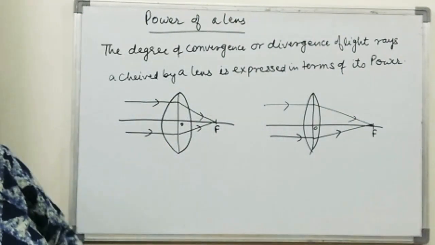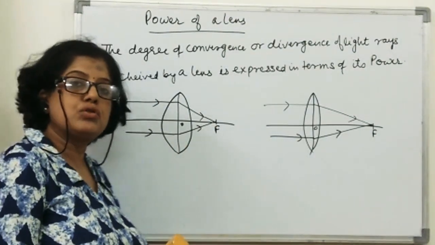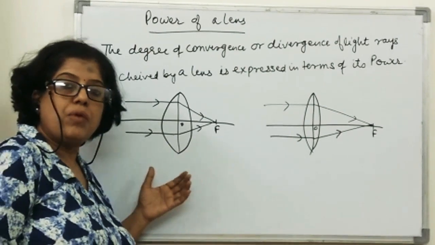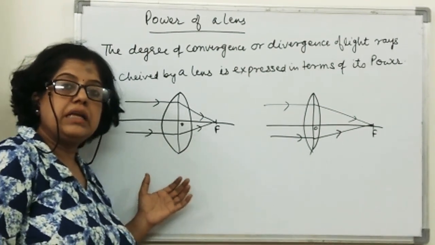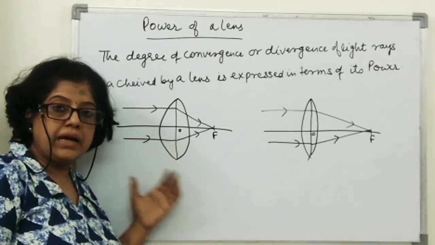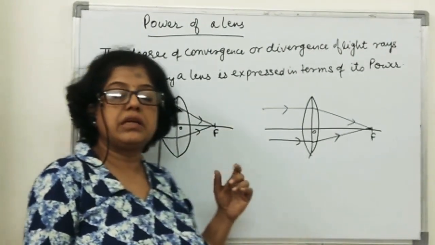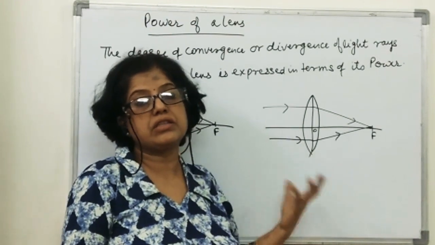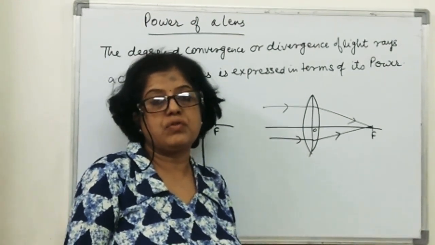Similarly, for a concave lens also, if we take two concave lenses, one with smaller focal length, in that case the angle of divergence of rays will be more, whereas in case of a concave lens with a greater focal length, the angle of divergence will be less.